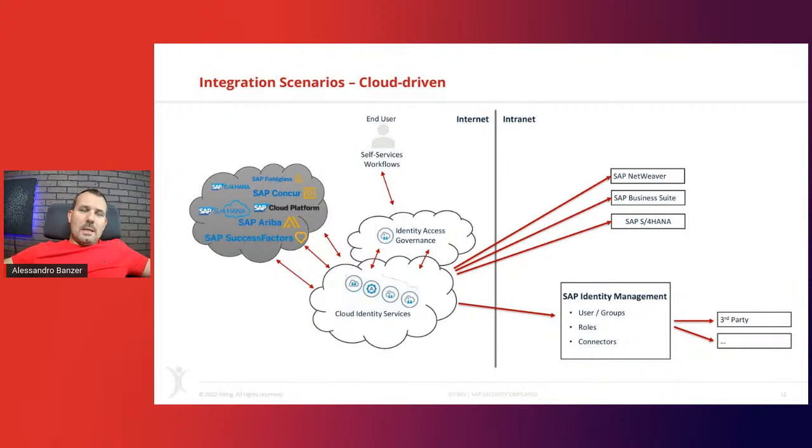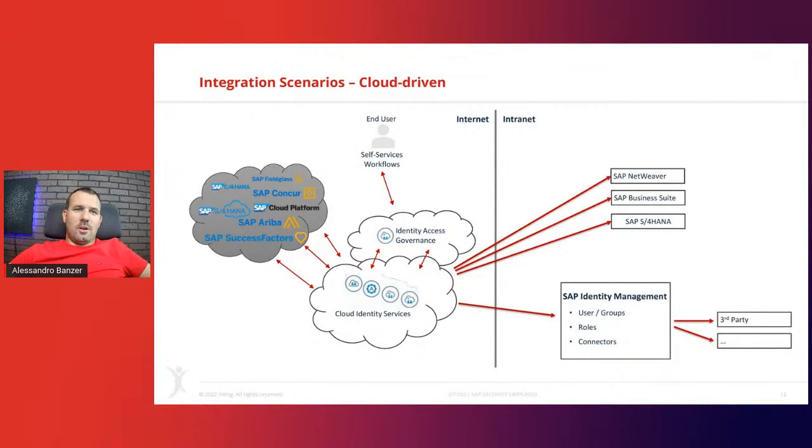When we talk about IAG, when we talk about the integration scenarios, so what can we do with IAG? IAG, I always say, can be used in two ways. It can either be used in a cloud-driven IAG-only approach, or it can be used in combination with access control. So what does that mean? Let's look at the cloud-driven approach first.